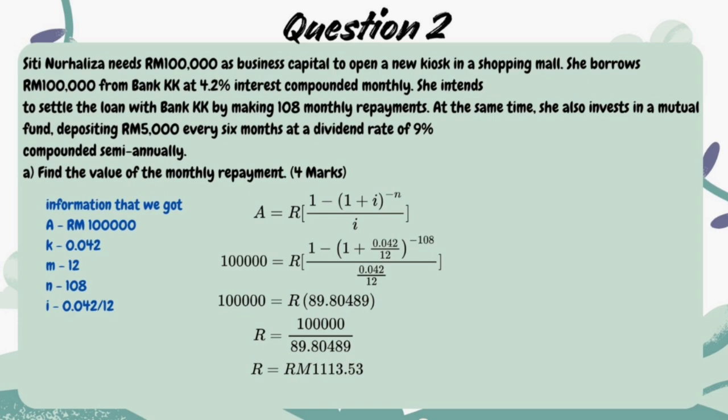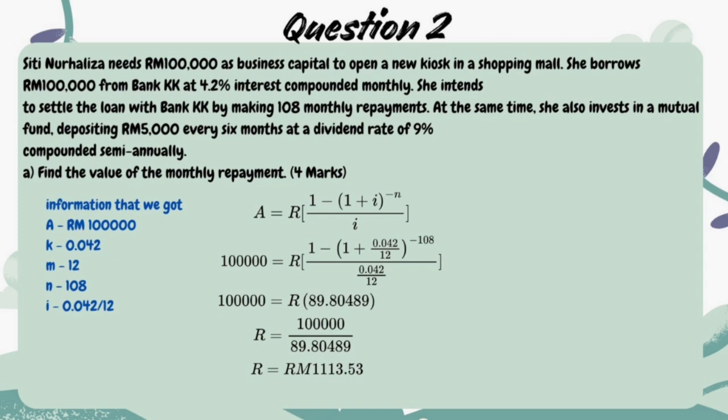The information that we got from the question is 100,000 is the value of A, 0.042 is the value of K, which we get from 4.2 divided by 100, and the value of M is 12 because the question already said that it's compounded monthly, and the value of n is 108 and i is 0.042 divided by 12.